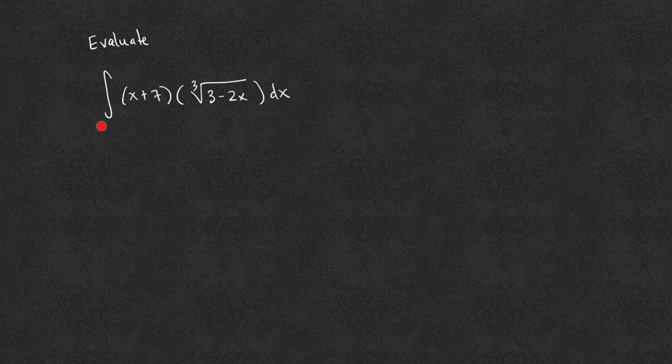Evaluate the indefinite integral of x plus 7 times the cube root of 3 minus 2x dx. With any substitution method, we will let u be the inner function of some function, in this case 3 minus 2x. This is the more complicated u substitution because the derivative is not quite the remaining part.